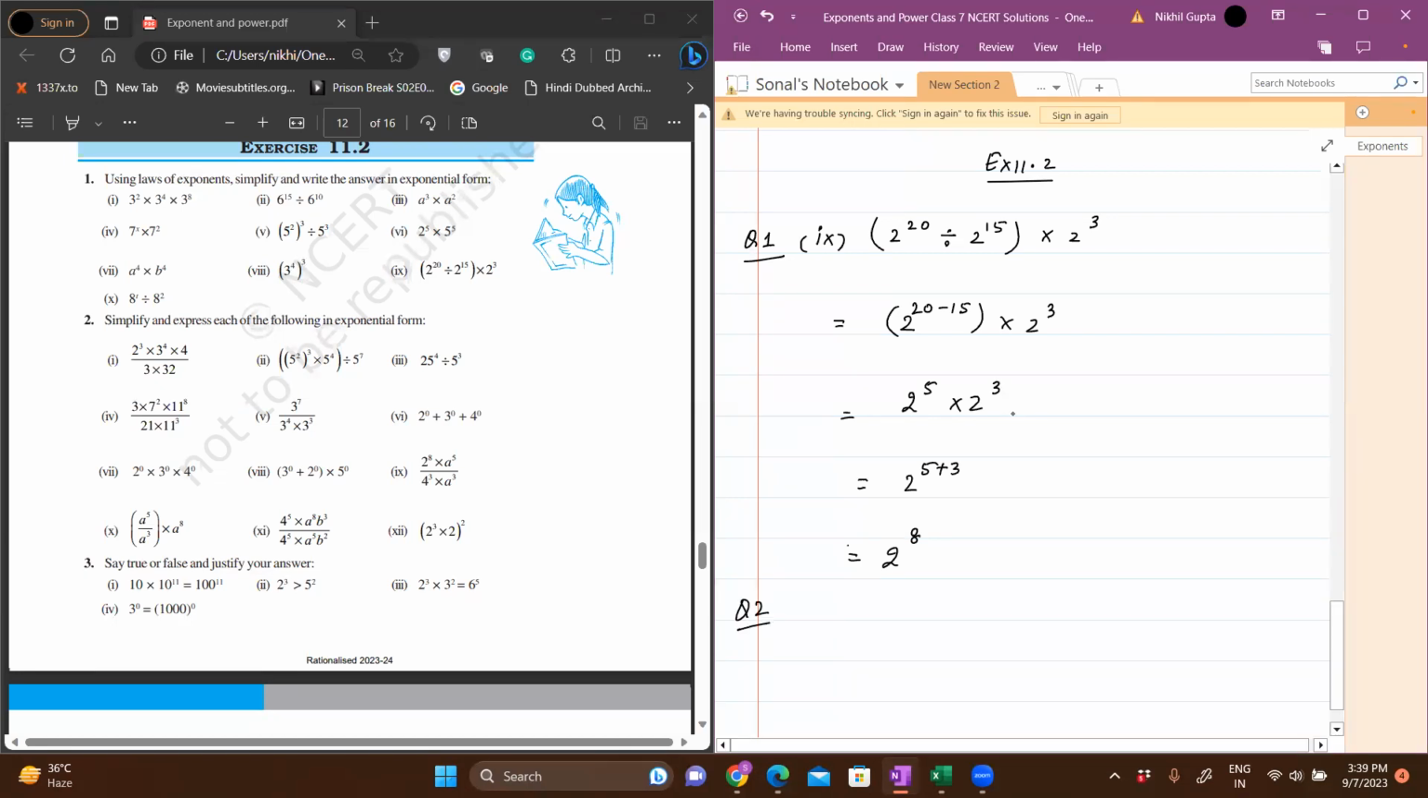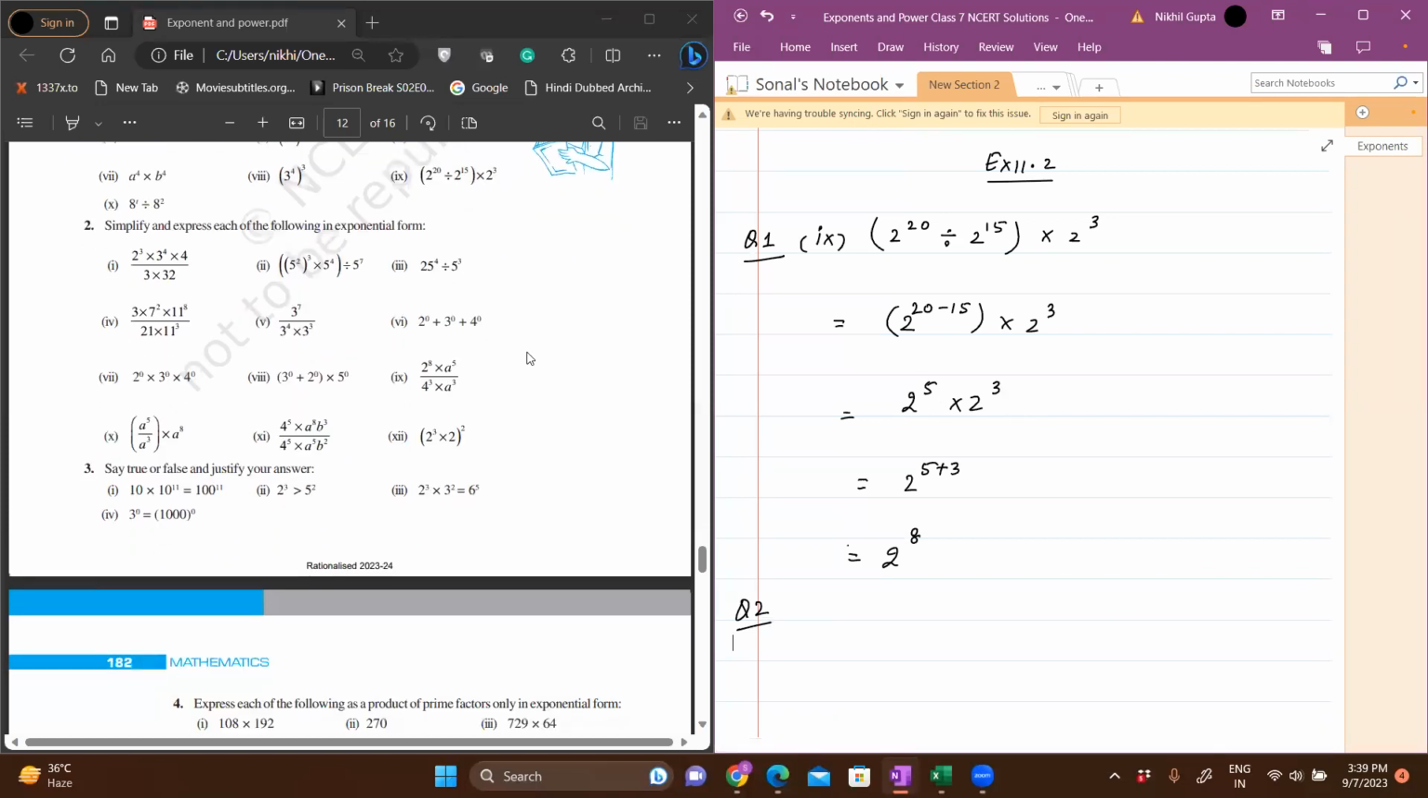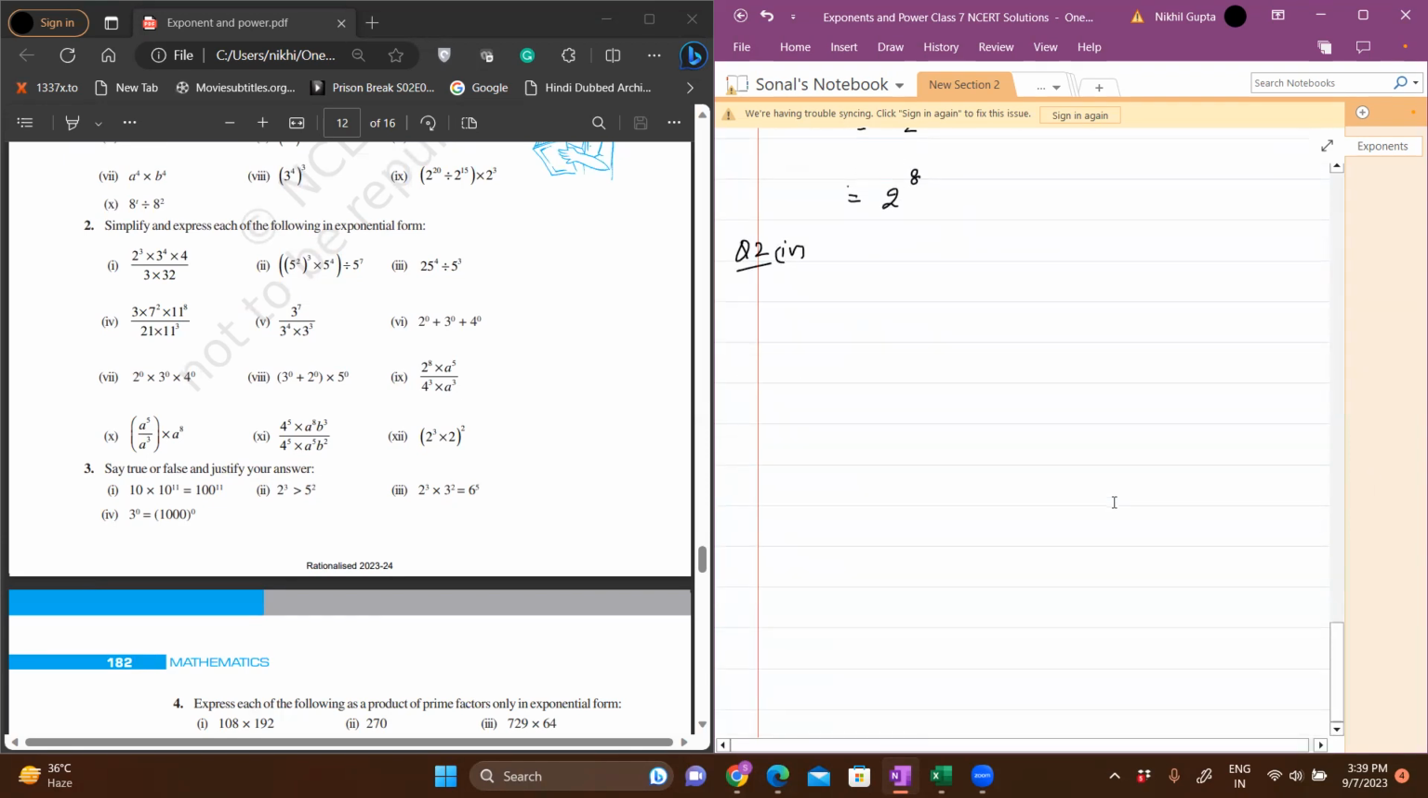Let's move on to question number 2. I'm taking the 4th part here for the calculation purposes. It says 3 multiply 7 square. You need to simplify and express the answer in the exponential form: 11 to the power 8 upon 21 into 11 to the power 3. If any composite number is there in the numerator or the denominator, just change it into the product of prime factors first of all. This will remain same. But 21 we can change as 3 into 7, into 11 to the power 3.